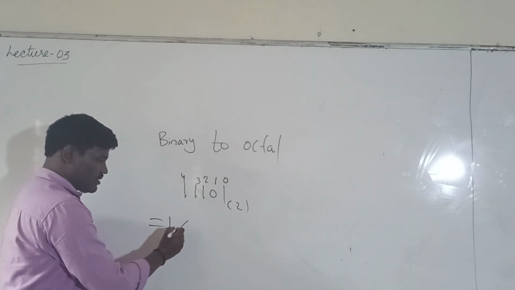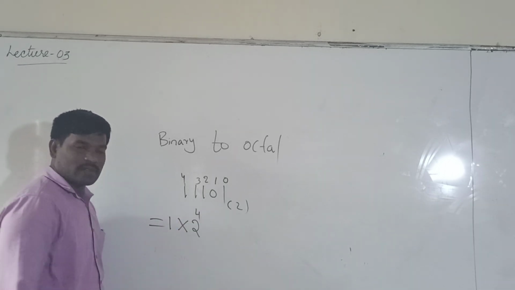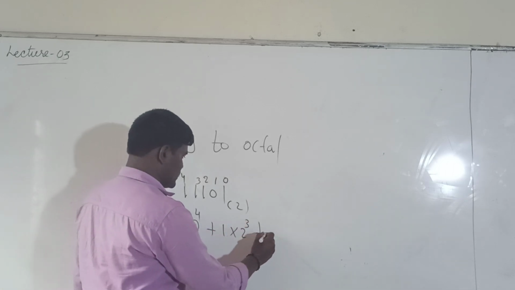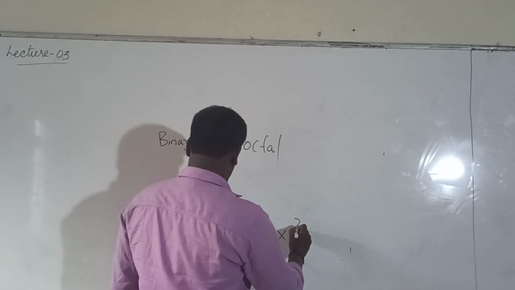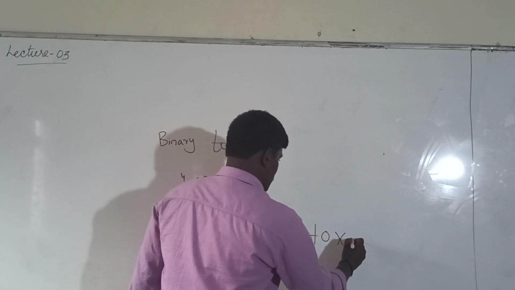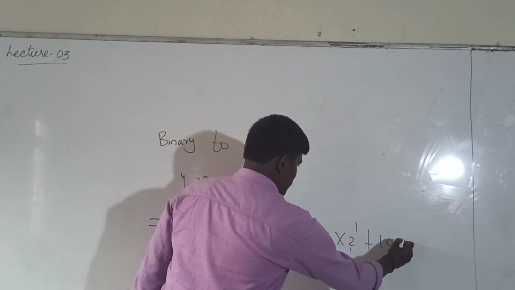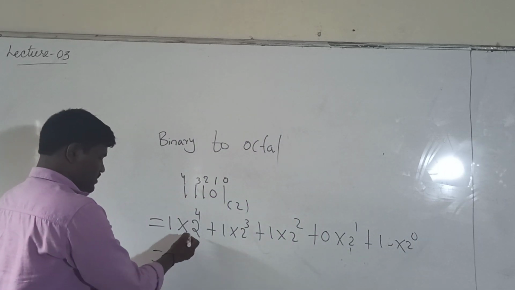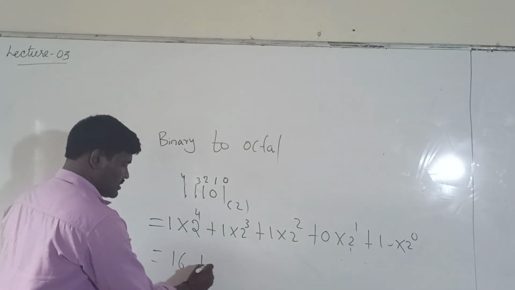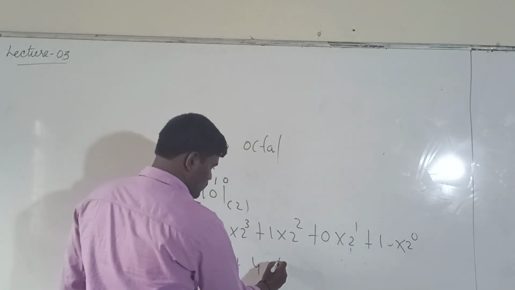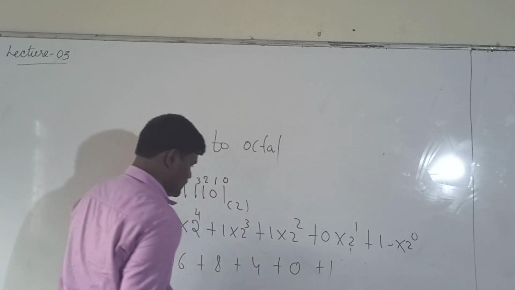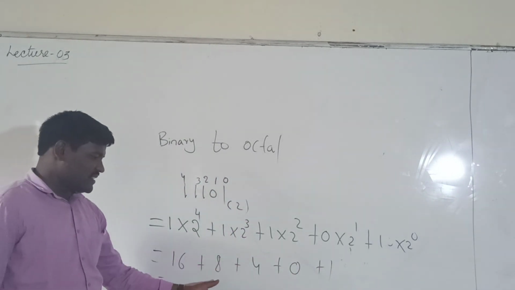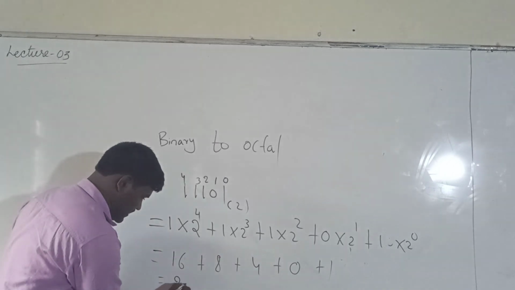So here 1 into 2 raised to 4 plus 1 into 2 raised to 3 plus 1 into 2 raised to 2 plus 0 into 2 raised to 1 plus 1 into 2 raised to 0. 2 raised to 4 is 16 plus 8 plus 4 plus 0 plus 1. 16 plus 4 is 20, 28 plus 1, 29.